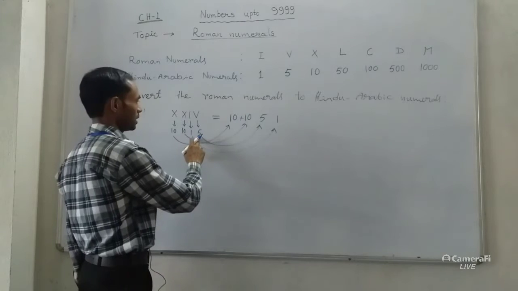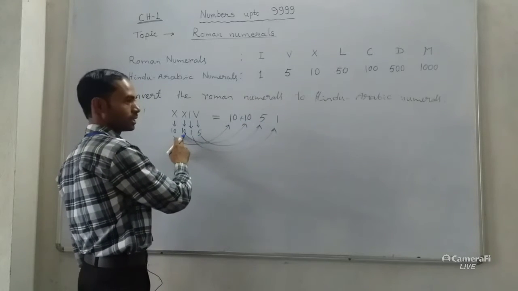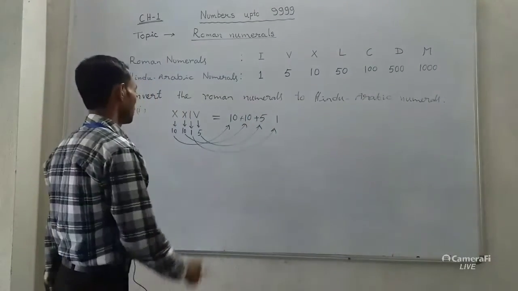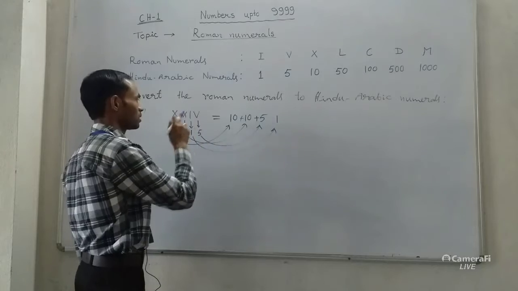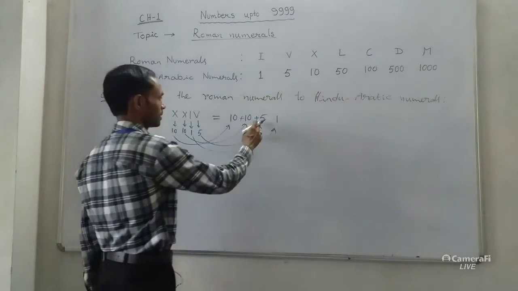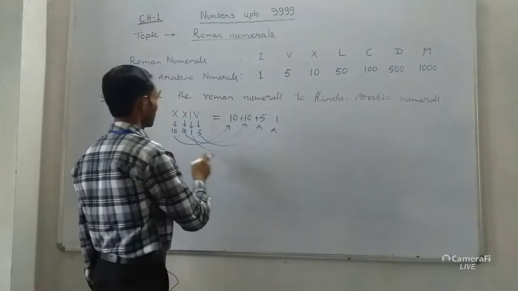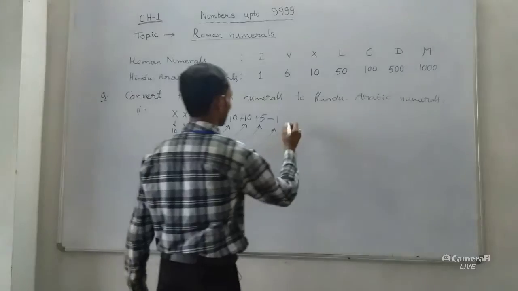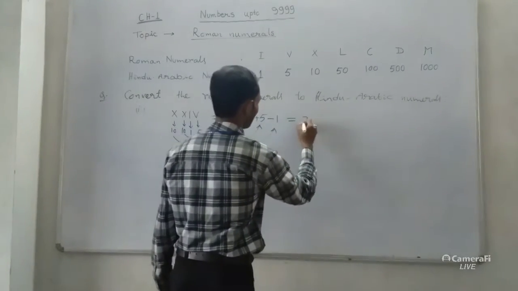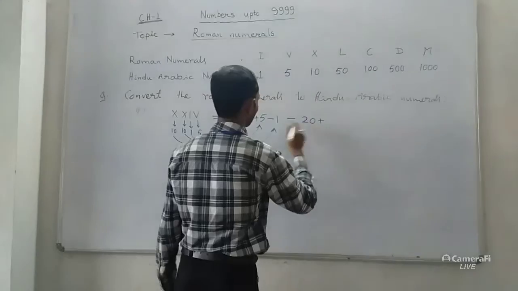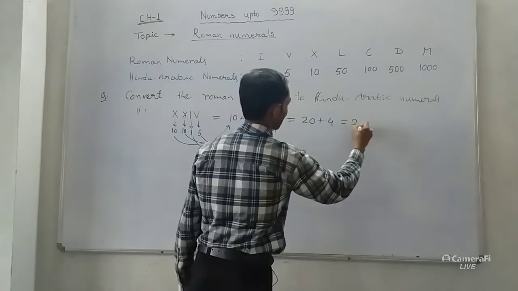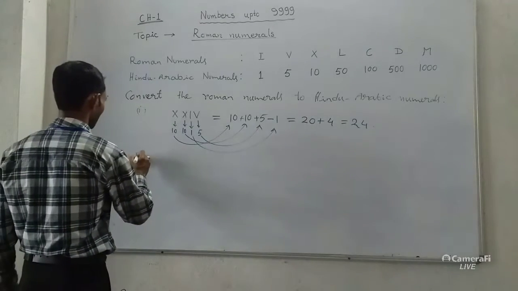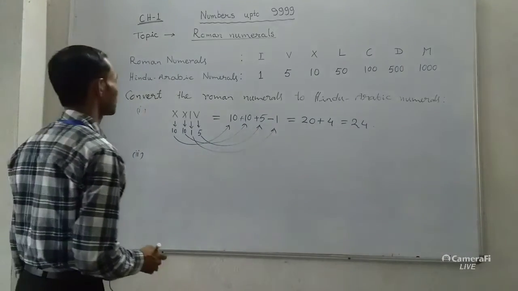Now 5 is coming, and 5 was after 10, that is on the right side of the greater value. So there will be add again. But 1 lies on the left side of the greater value 5. After 5 there is 1, but 1 lies on the left side of 5, so there will be subtraction. Now calculate: 10 plus 10 is 20, plus 5 minus 1 is 4. So we get 24.